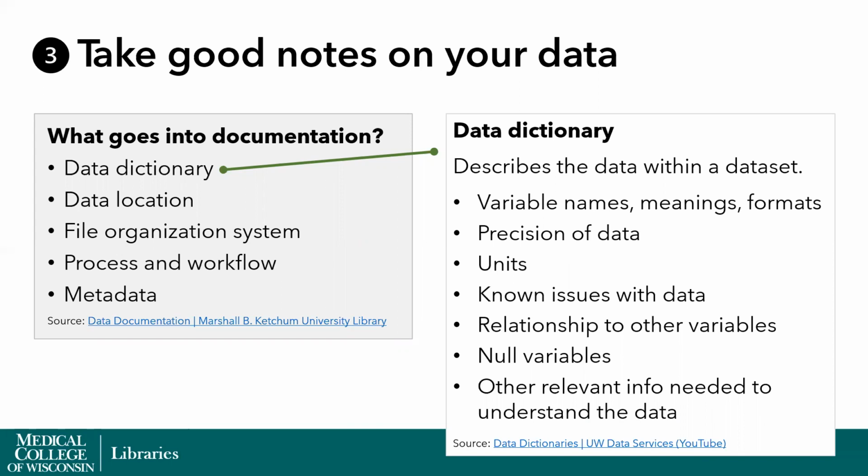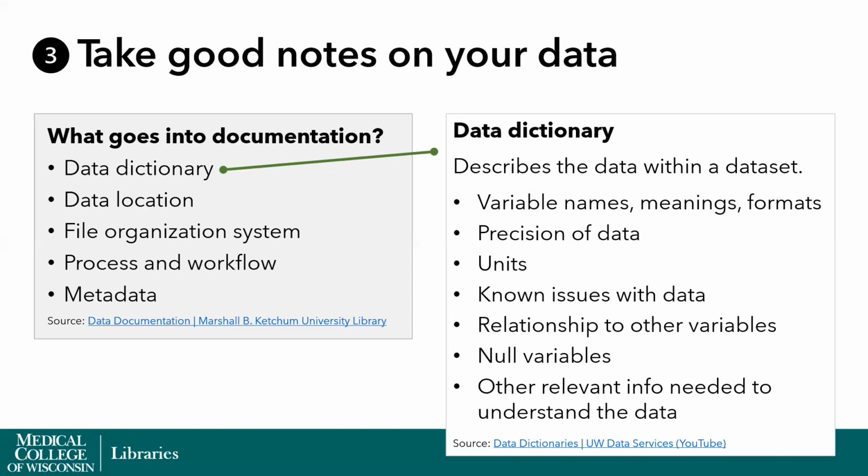First of all, any variable names, meanings, and formats, and any abbreviations that you're using in each column. The precision of data. For images, it could be what the resolution is of the images. If you're looking at numbers, how many decimal points are you displaying? For units, are you collecting information in Celsius or Fahrenheit, centimeters or inches, millimeters or centimeters? These units should be apparent to the end user.